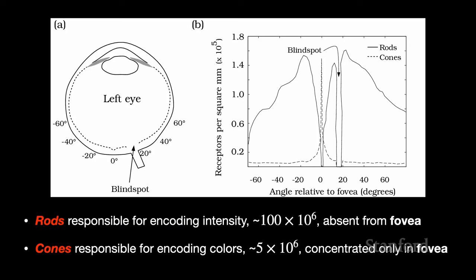Okay. So first of all, rods, they are responsible for encoding intensity. Their only role is to figure out what's the intensity of the scene which is coming in. No color information, nothing else. And these are amazing because there are quite a number of them, almost 100 million. But even more than that, they are able to adapt so as to see a dynamic range of 10 raised to 9, almost a billion orders of magnitude.